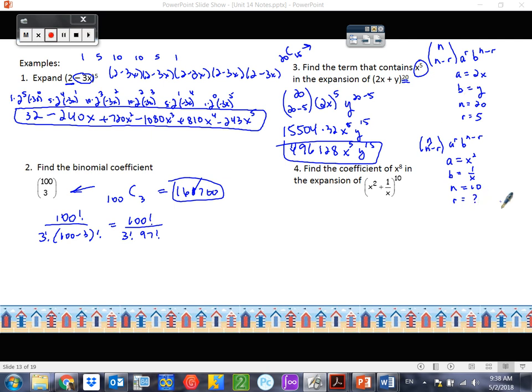Okay, we don't know. So let's start with the formula. Let's just plug stuff in, see what we got going on. So we have 10 choose 10 minus r. Okay, that's our binomial coefficient. A, which is x squared, so we have x squared to the r. Then b is 1 over x, so we have 1 over x to the 10 minus r. Okay. All right, is everybody with me so far? Okay. So let's talk through what we need to do.